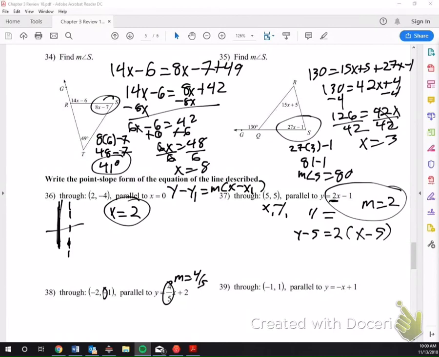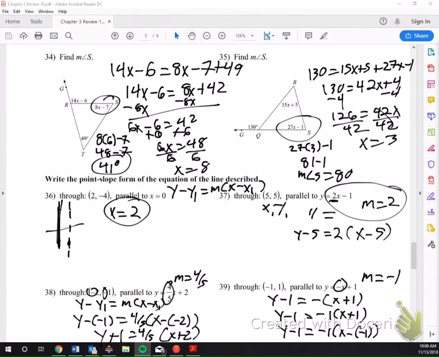So now, notice that we're putting in two numbers with negatives. So when we drop them into y minus y1 equals m times x minus x1, this is what it's going to look like. Y minus a -1 equals 4/5 times x minus a -2. And that's actually okay to leave it like that. Now the better answer is y plus 1 equals 4/5 times x plus 2, just because that's more simplified. However, if the two negatives work better for you, I'm okay with that. Same general idea for 39, and that's how that would look.